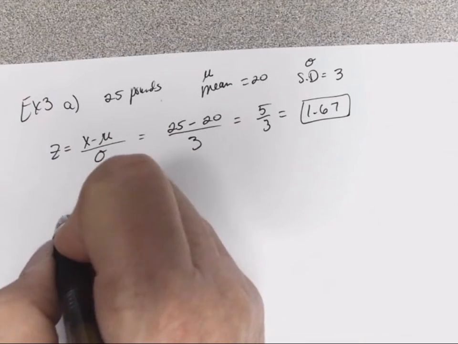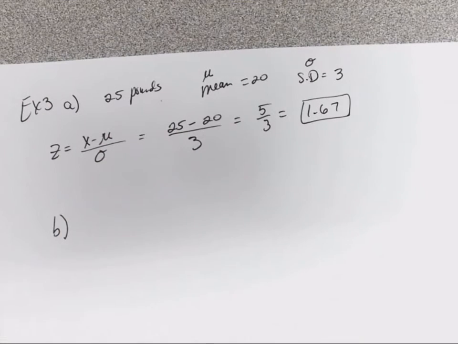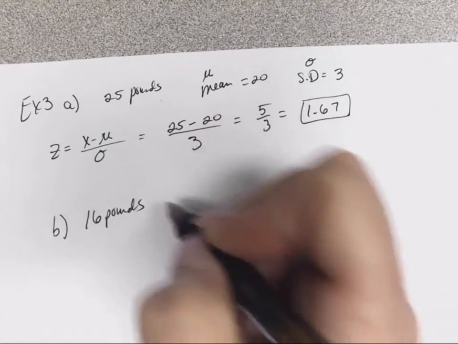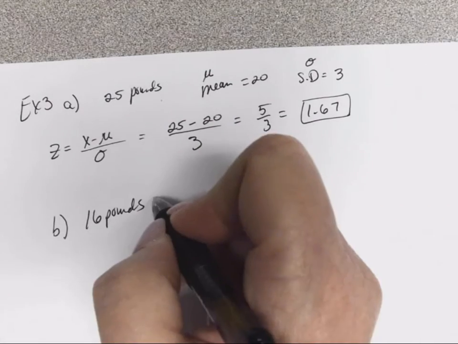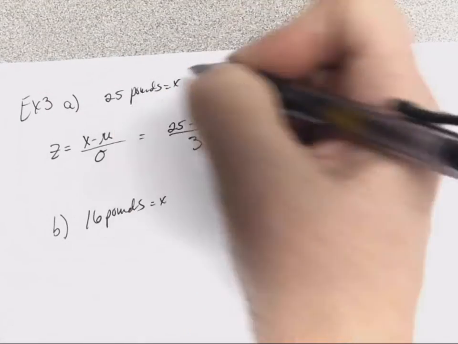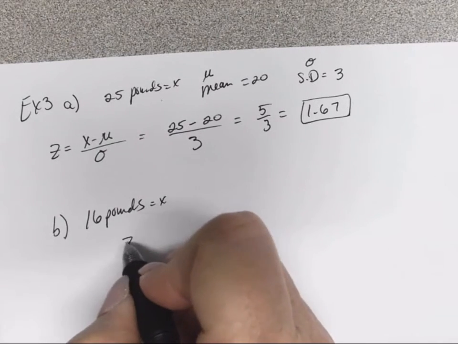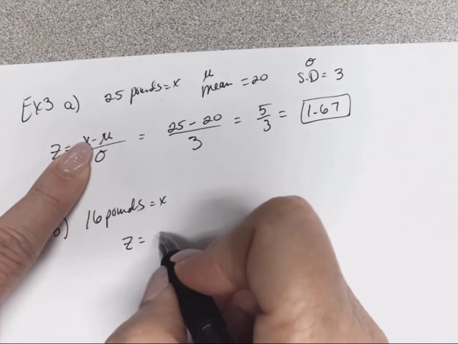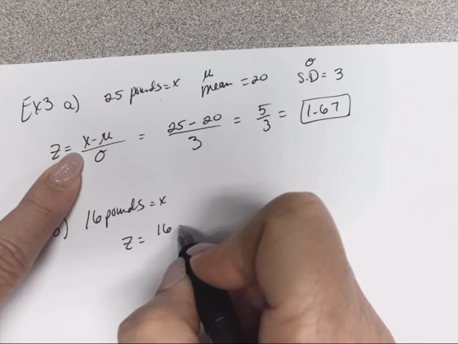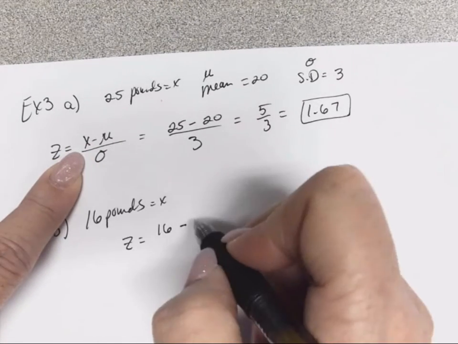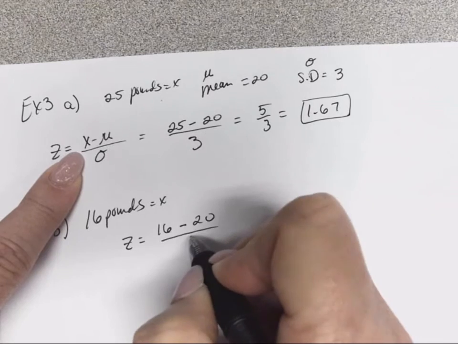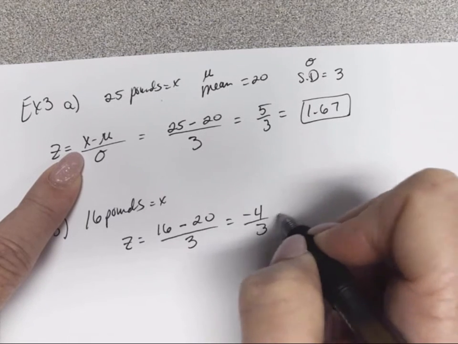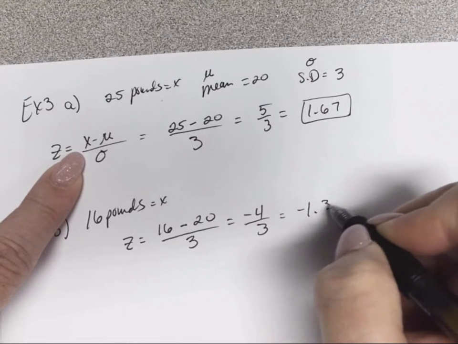Alrighty, that's part A. Let's look at part B. Part B, we were asked to find it for 16 pounds. This is our x, just to make sure that we're following all the pieces. So z would be equal to our x, 16, minus our mean of 20 divided by our standard deviation of 3, which gets us negative 4 over 3. It gets us negative 1.33.